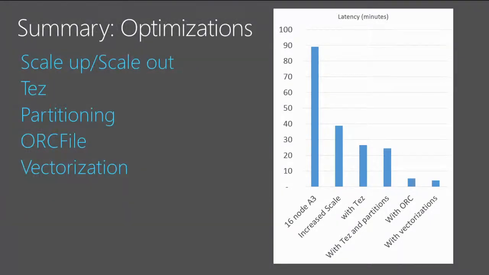Okay, so with that, let's summarize all the optimizations we talked about. We scaled up. We used Tez, which was the execution engine. We partitioned our data. We used a columnar format, and we did vectorization, right? These were the 5 optimizations we did.